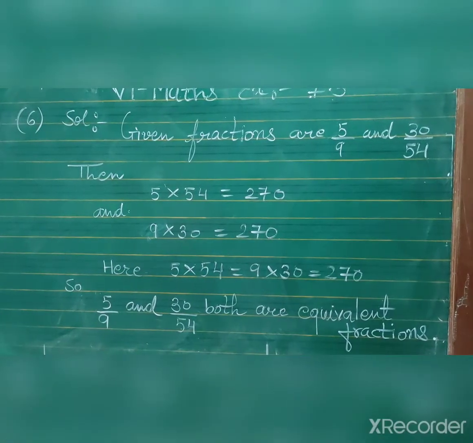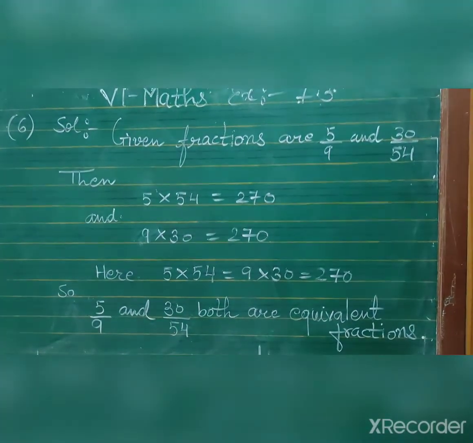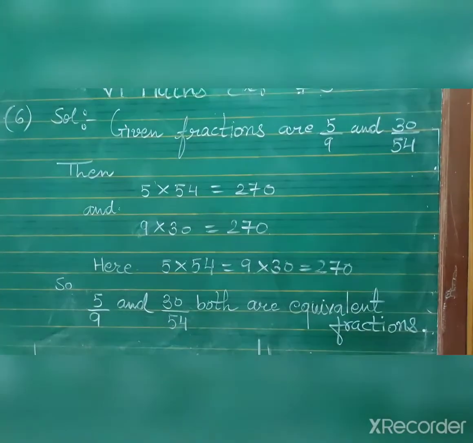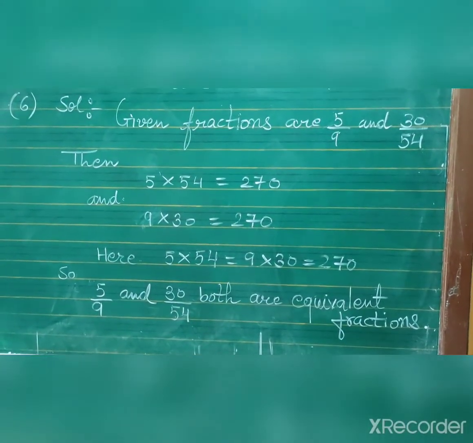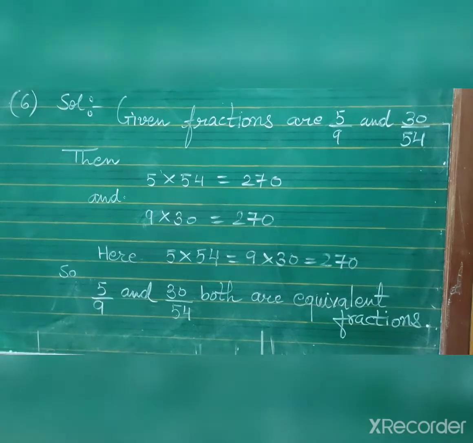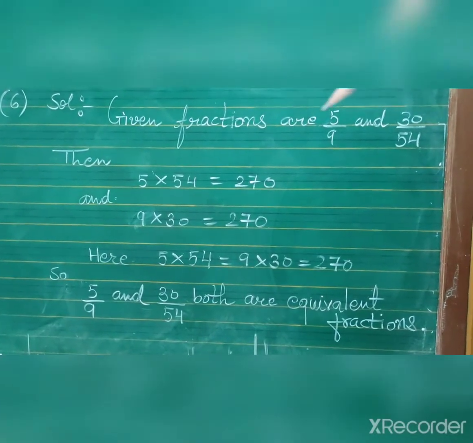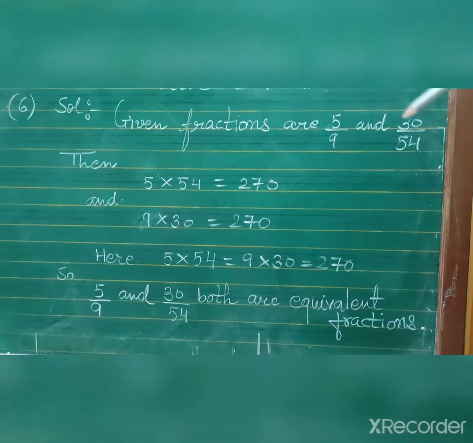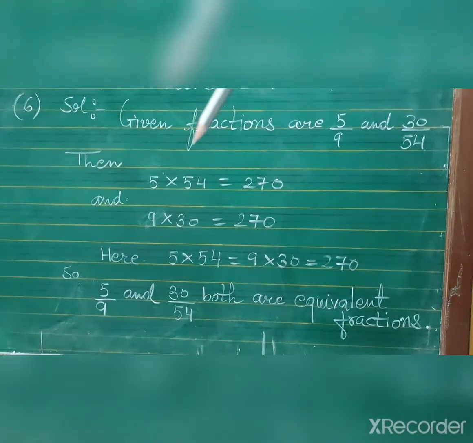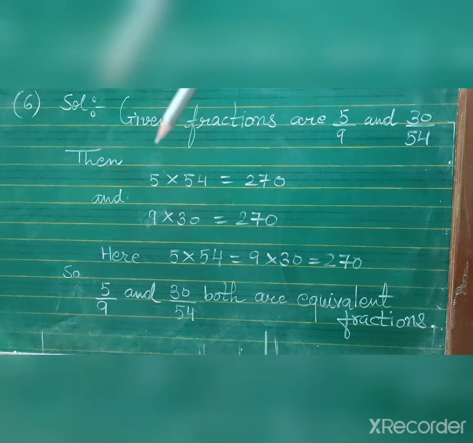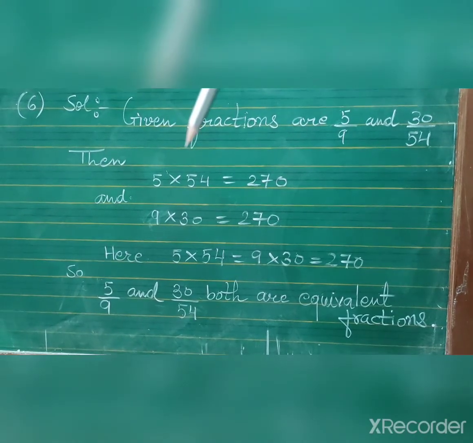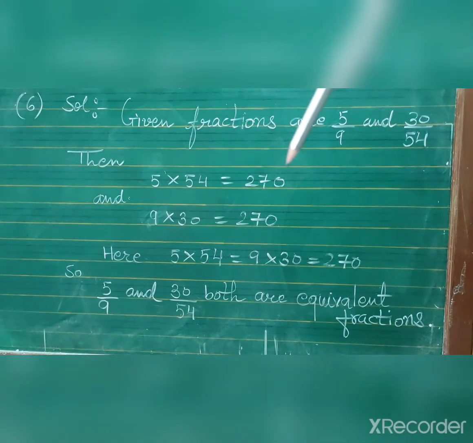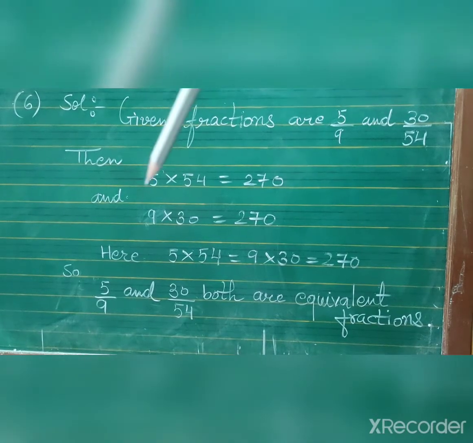Now see here, given fractions are 5 upon 9 and 30 upon 54. We know if the fractions are equivalent, then the cross product should be equal. So 5 into 54: 5 fours are 20, carry over 2, 5 fives are 25, 25, so 270. And 9 into 30: 9 zeros are 0, 9 threes are 27.